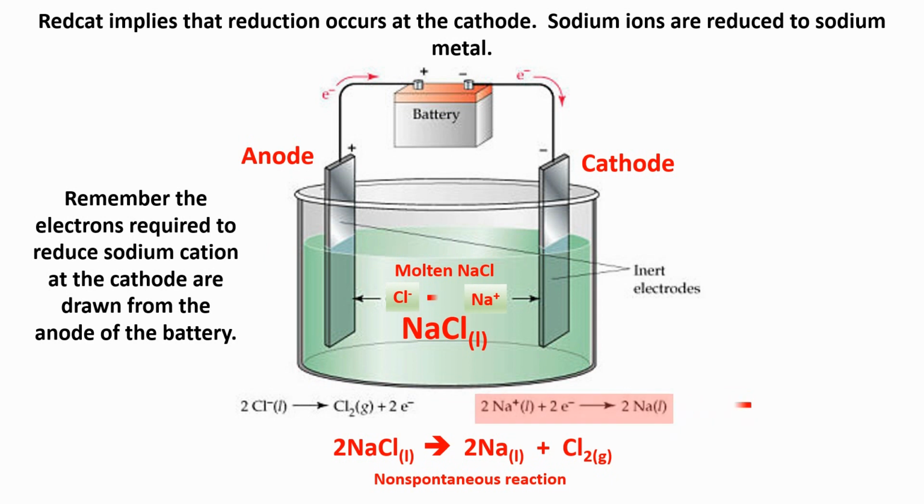Red cat implies that reduction occurs at the cathode, and indeed sodium ions are reduced to sodium metal at the cathode. Remember, the electrons required to reduce the sodium cation at the cathode are actually drawn from the anode of the battery.